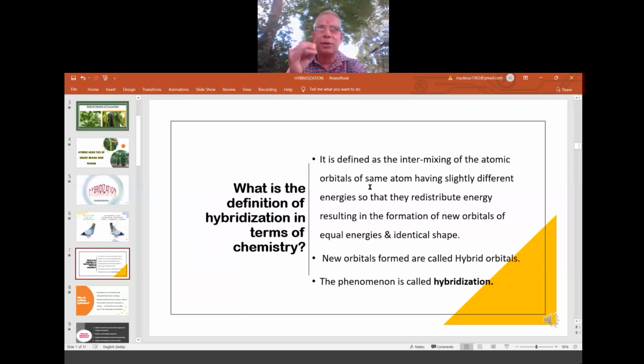Whereas in the case of p, there are 3 orbitals; in d, 5; in f, 7. All those 7 orbitals of f, 5 orbitals of d, 3 orbitals of p are degenerate, having the same energy, so they mix very well. So for hybridization, they take part effectively. Other orbitals also take part, provided they have the same energy. That's why it is defined as the intermixing of atomic orbitals of the same atom having slightly different energies, so that they redistribute energy, resulting in the formation of new orbitals of equal energies and identical shape.